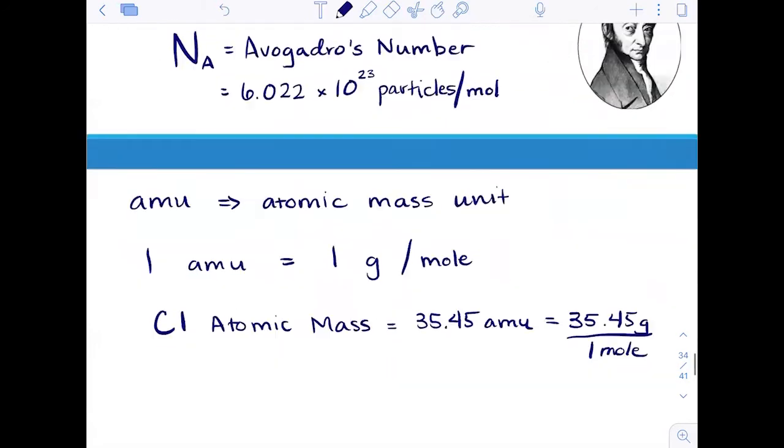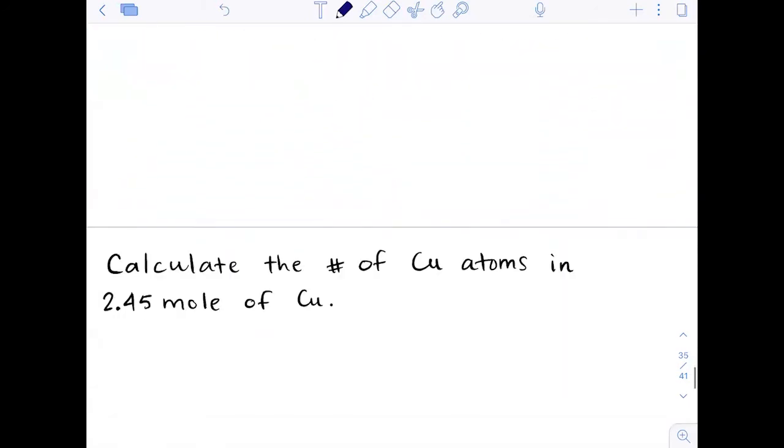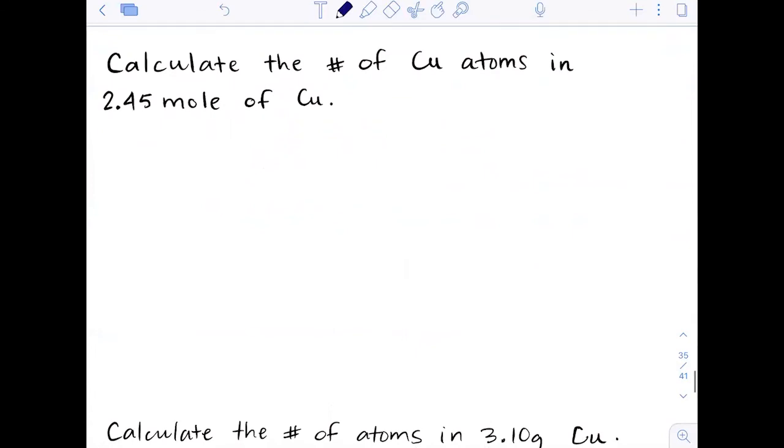So that is very, very useful for us. Just a couple of practice calculations so we can see it. Calculating the number of copper atoms in 2.45 moles of copper. How we would set that up, 2.45 moles is our given value.